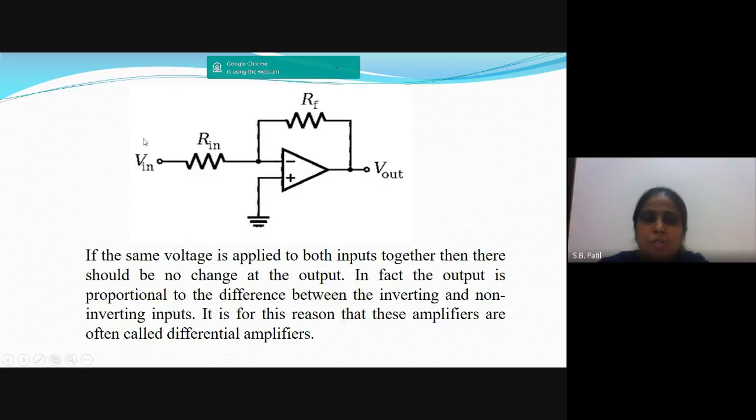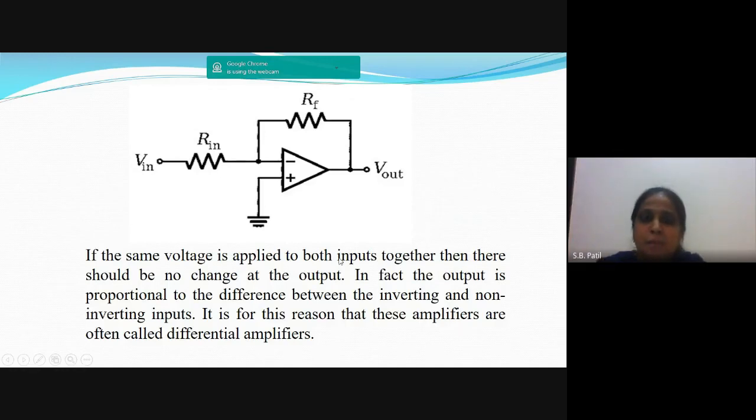If a sine wave is applied to this input terminal, then at the output terminal the sine wave will be inverted, and it can appear in an amplified form. That means if the same voltage is applied to both inputs, then the operational amplifier can be used as a differential amplifier.